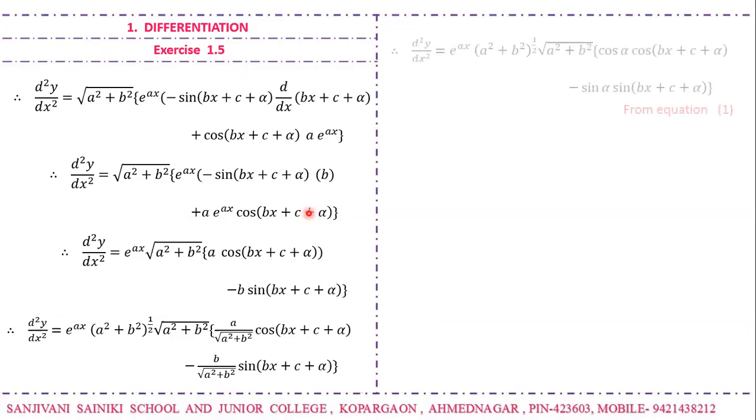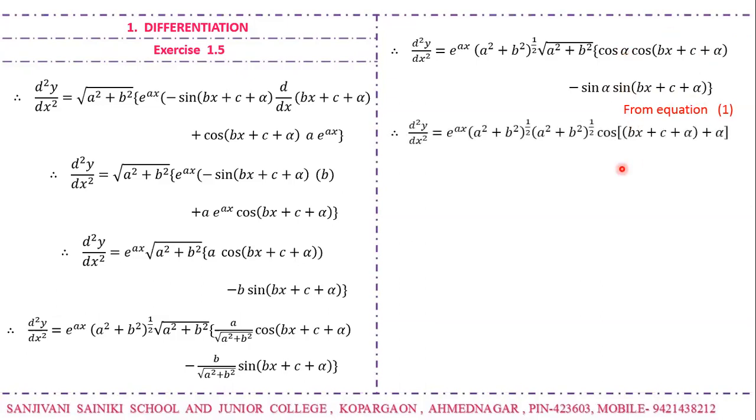So what we get: e raised to ax, a square plus b square raised to half, into root a square plus b square, cos A cos B minus sin A sin B. It is nothing but cos of (A plus B), and this root, raised to half, I can write as (a square plus b square) raised to 2 upon 2. So this is the second order derivative.